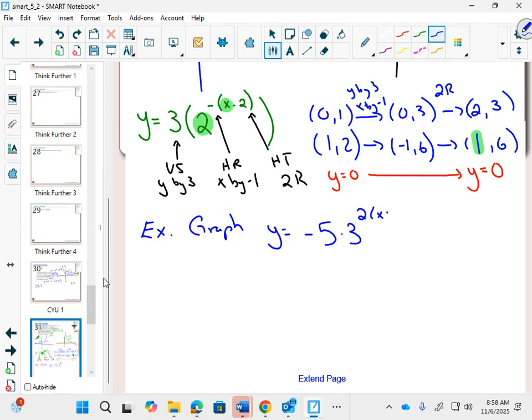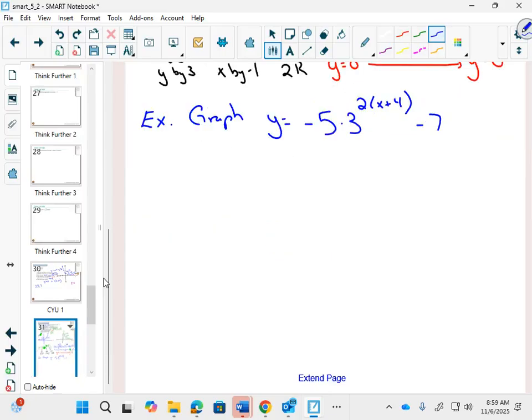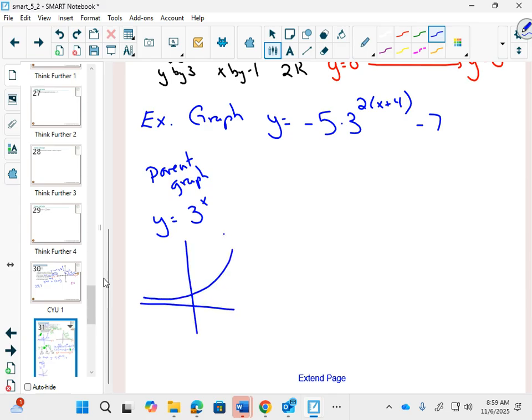I'll write this one in factored form already. This looks like a very complicated graph. Again, you can't multiply the -5 times the 3 because of exponent laws and orders of operation. Okay? The first thing you have to recognize is what is the parent graph? In other words, what is the base of the exponential equation here? It's a 3 to the x graph, which is really quick to label.